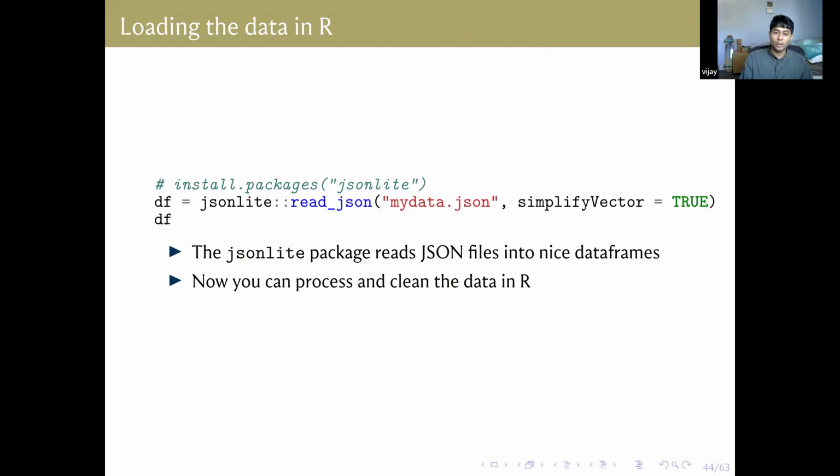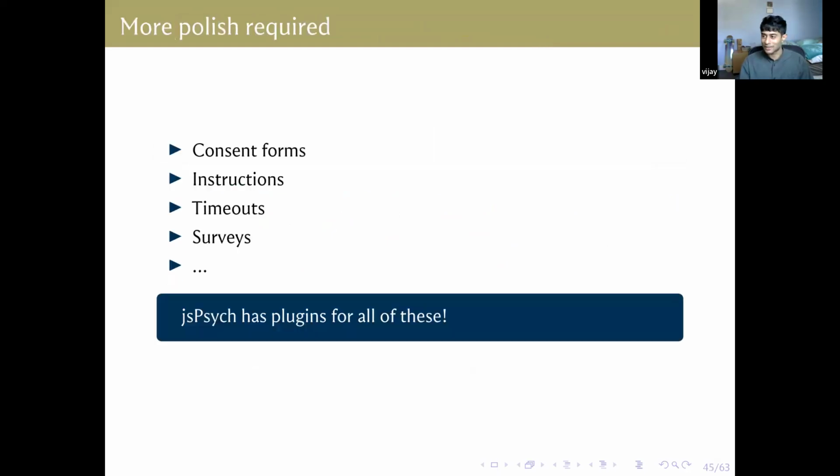So there's some more polish required. I'm not going to do this now, but obviously you want to show consent forms. You can use the form plugin for that. You can show instructions. There's an instruction plugin. You can have timeouts. jsPsych supports a timeout for every single plugin. If they don't respond in a specific amount of time, the plugin is considered void and they move on to the next one. You can have surveys. Yeah, jsPsych has plugins for all of these, so it won't be too much of a thing to do.